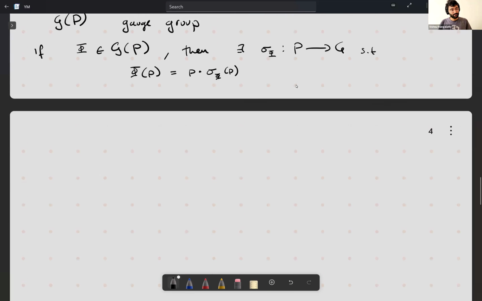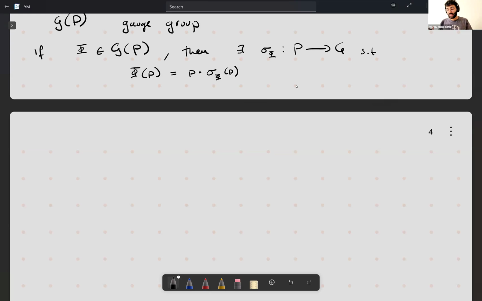Okay, so now what I want to prove is that the Yang-Mills equations are invariant under gauge transformations. So we'll have this lemma. This lemma just says the curvature itself is invariant under gauge transformation. So if I have F of the pullback of A under a gauge transformation, it is equal to the pullback of F under the gauge transformation.